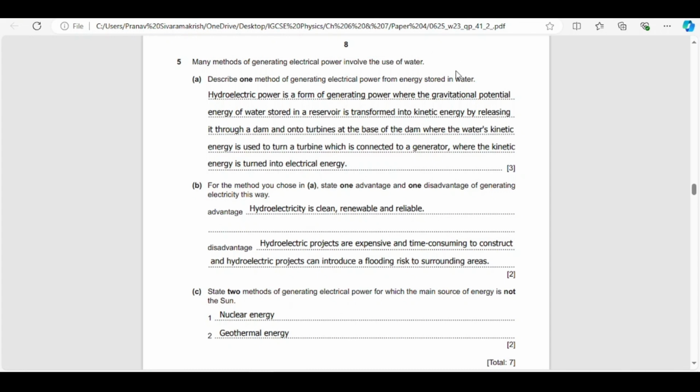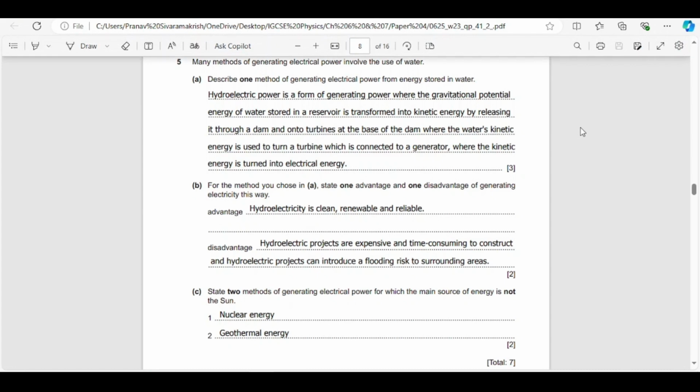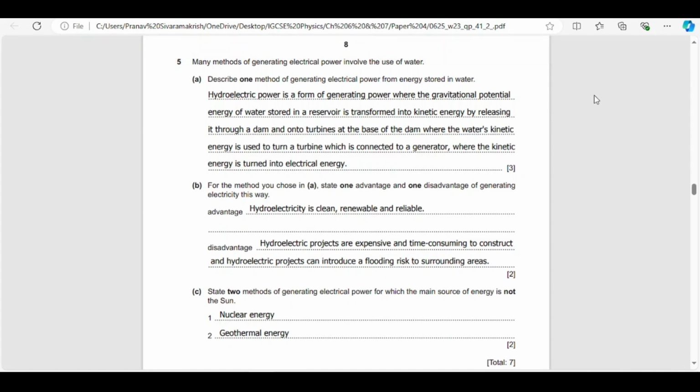Generally when they say energy stored in water, I think hydroelectric is the best assumption to make there. So hydroelectric power is a form of generating power where the gravitational potential energy of water stored in a reservoir is transferred into kinetic energy by releasing it through a dam and onto turbines at the base of the dam. Essentially you're going to have a reservoir at an elevated position, and because it's elevated, it's going to have a store of gravitational potential energy. Then the gates of the dam can be opened, and that will release water down the dam. So it's going to flow downhill.